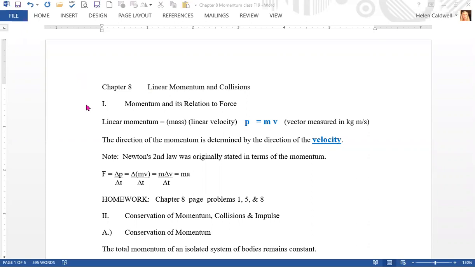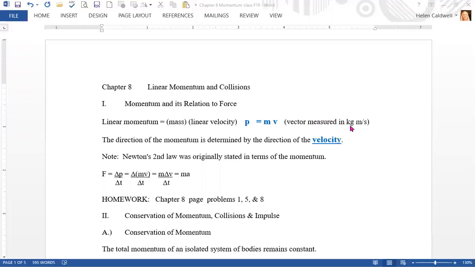So linear momentum is the mass multiplied by the linear velocity. So anything that's moving has some sort of linear momentum. The symbol for linear momentum is lowercase p. So little p is equal to little m times little v. Momentum equals mass times velocity. It is a vector. So not only does it have magnitude, but it has direction.